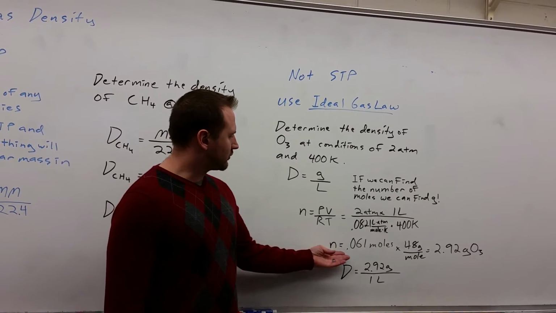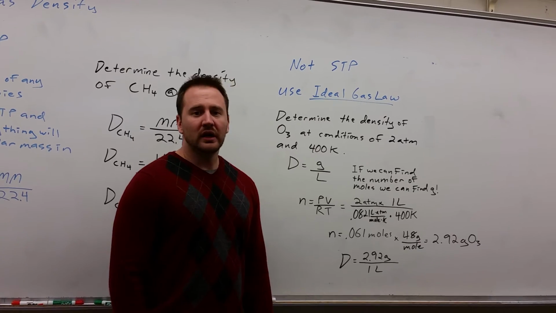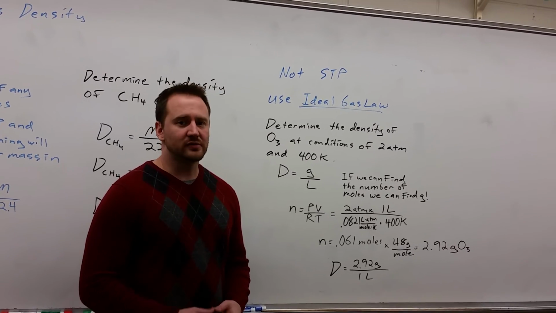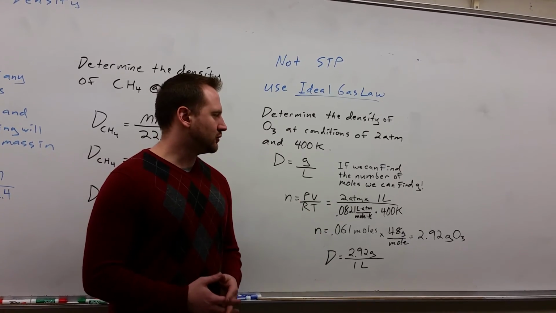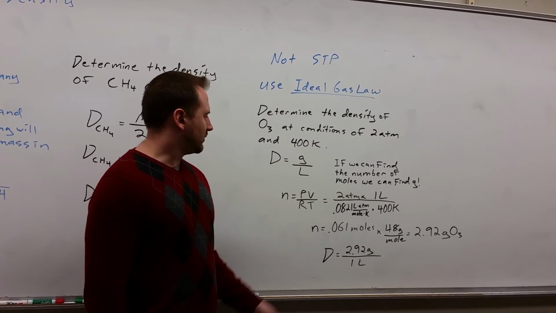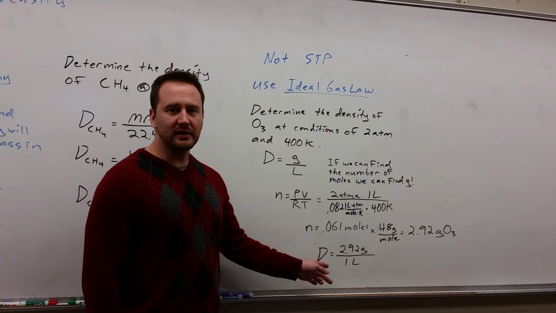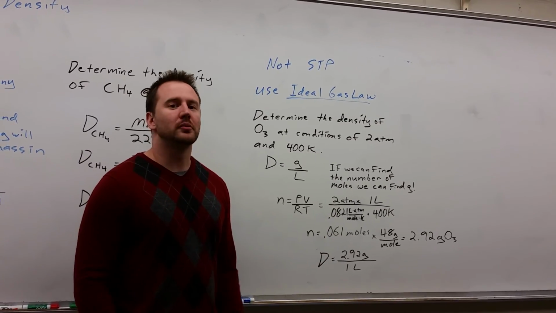And then when we solve for moles, we get 0.061 moles, and when we multiply that by the molar mass of ozone, which is 48 grams per mole, we get that we have 2.92 grams of ozone, and that was in 1 liter, so our density is 2.92 grams per 1 liter.